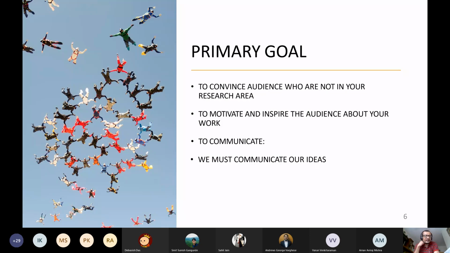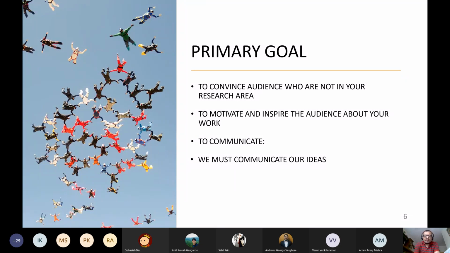The primary goal of any presentation is to convince the audience, irrespective of whether they are working in your area, whether they belong to CS, non-CS, or whatever. The bigger goal is to motivate or even inspire, so that they will be completely impressed by your work and will start working on the topic that you are presenting, right?